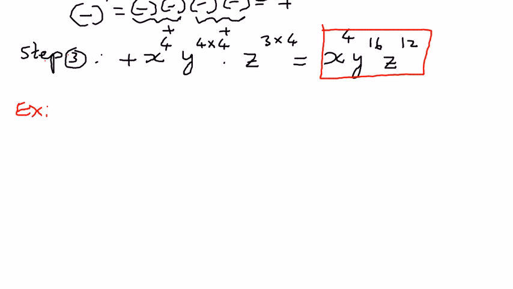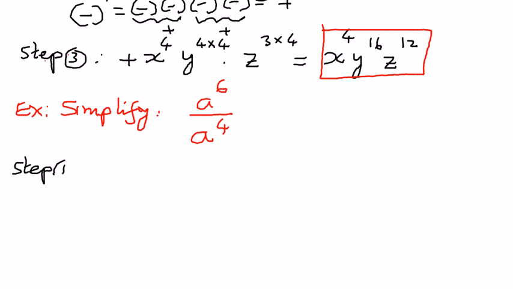In this next example, we want to simplify this expression, a to the power of 6 divided by a to the power of 4. Let us see if we can recall one of the laws of exponents to simplify this problem. One of the laws we had was, if we had x to the power of m, and in the denominator x to the power of n, we can write this as x to the power of m.